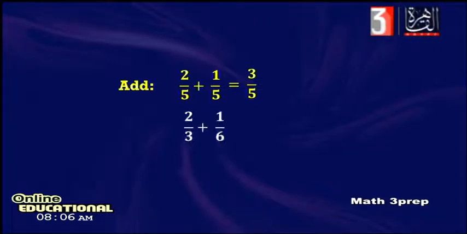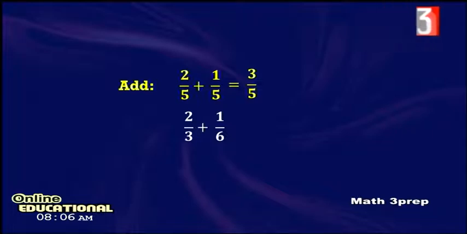Then, to add 2 over 3 plus 1 over 6. Can you add these two fractions? Of course not. Why? Because they are of different denominators. So how can you add them? You are going to make them having the same denominator.